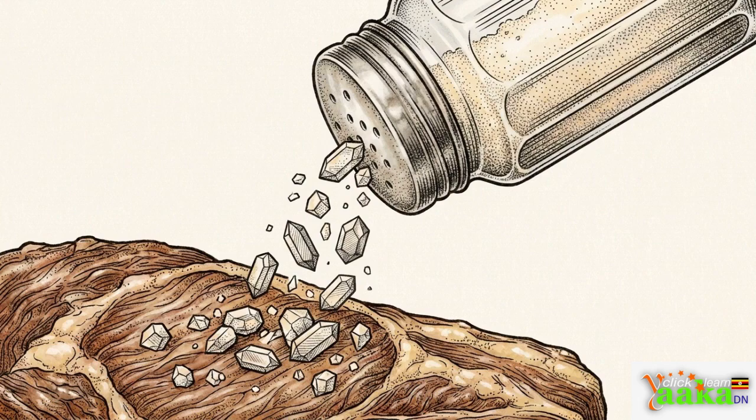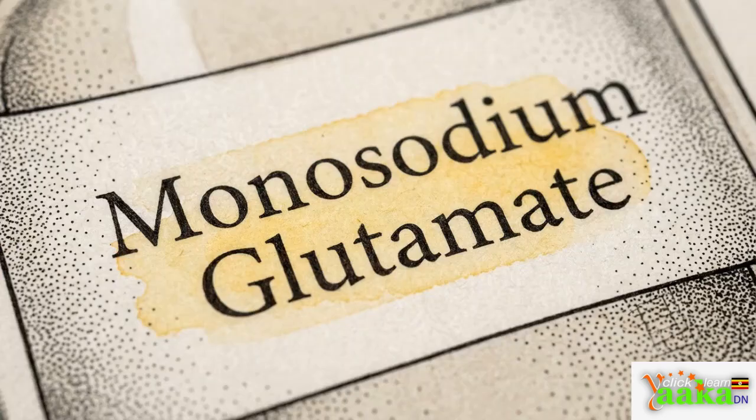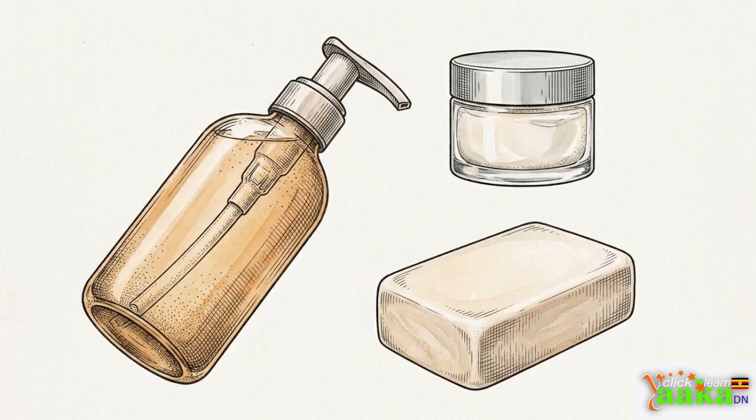Other additives, like the flavor enhancer monosodium glutamate, serve different functions. Because these compounds can trigger allergic reactions in some individuals, reading labels to identify active ingredients is a necessity. The same rule of precise chemical control governs personal care items.